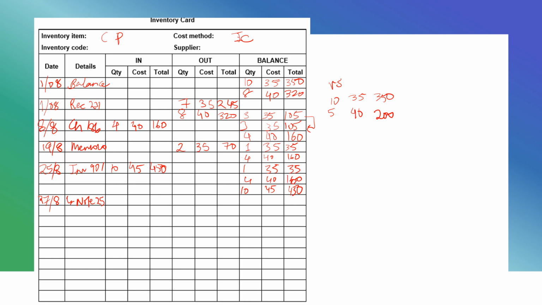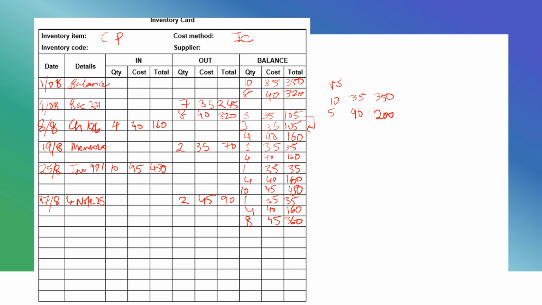So credit note 25, 2 out, purchased at 45. So you've got 90 here. Again, when carrying forward, we'll have 1 at 35, 4 at 40 and 8 at 45 of this left. So 160, and you have 8 at 45, 360.